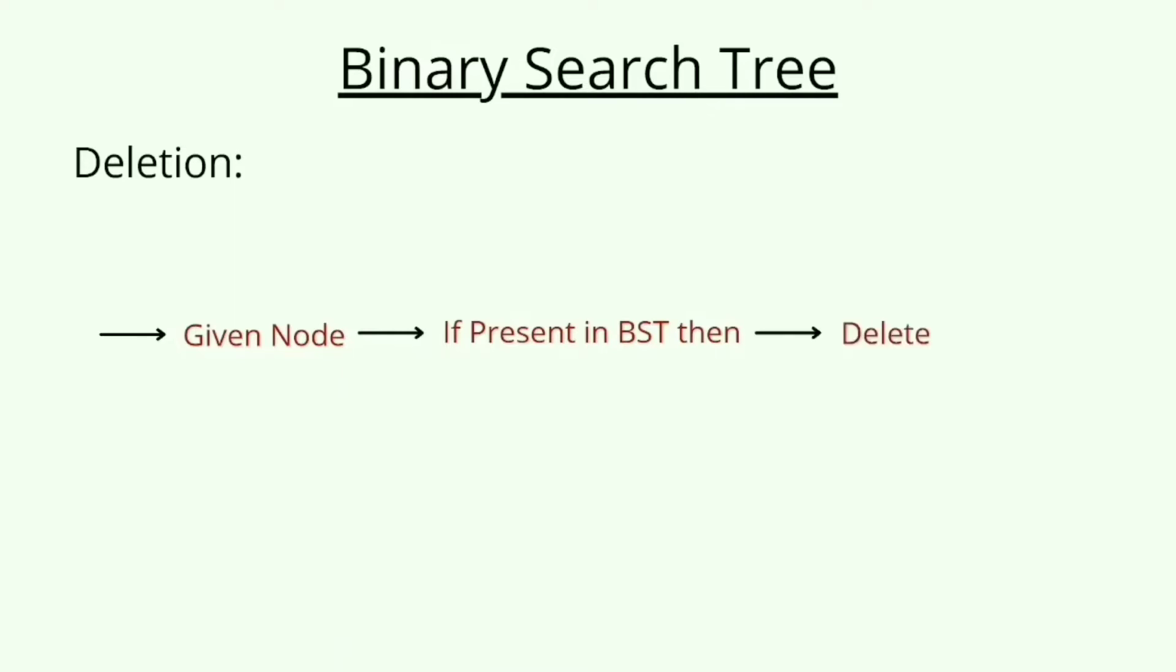Now let's start it. So in deletion operation, we delete a given node which is present in a binary search tree. But if it is not present, then we will print a message that the node is not present. Right? So now let's suppose you have given a node. Then you will check that the given node is present in BST. If it is present, then we will delete that node. If it is not, then we will print that the node is not present. Right?